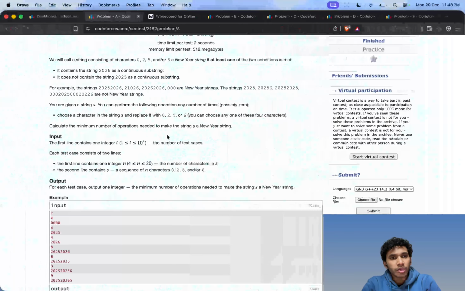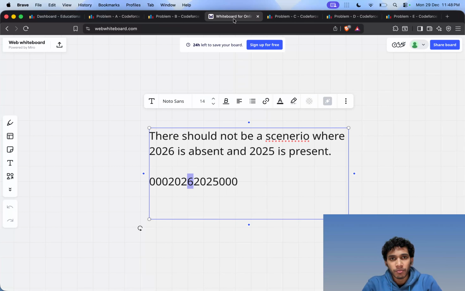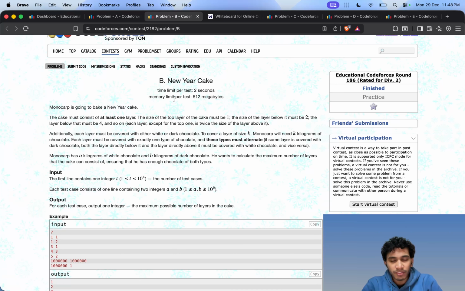All right, let's move to the second problem now. The second problem reads as New Year cake. In this problem, Monocarp is going to buy a New Year cake. The cake must consist of at least one layer. The size of the top layer of the cake must be 1. The size of the layer below it must be 2. And the layer below it must be 4, and so on.